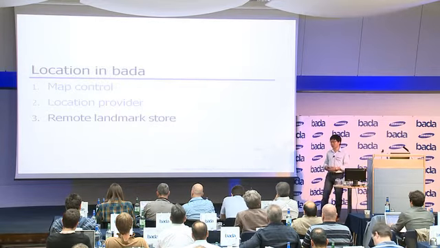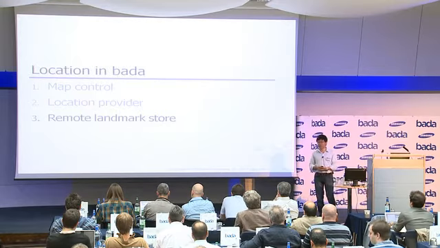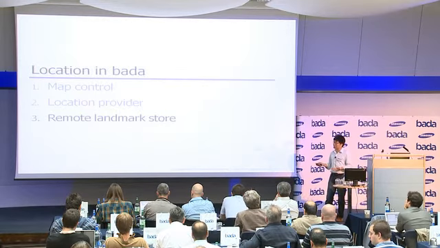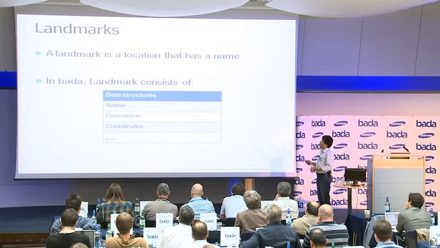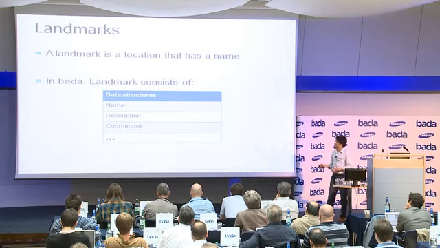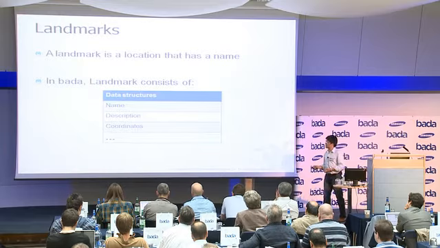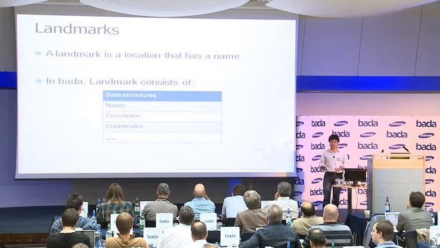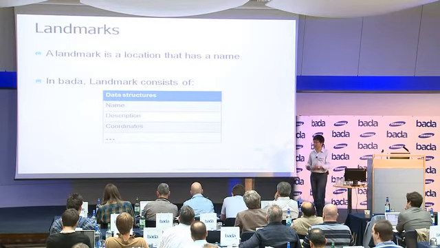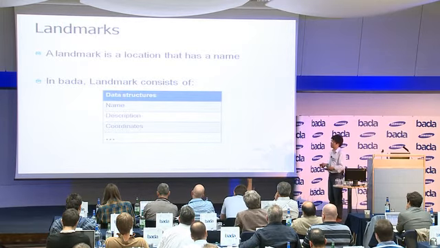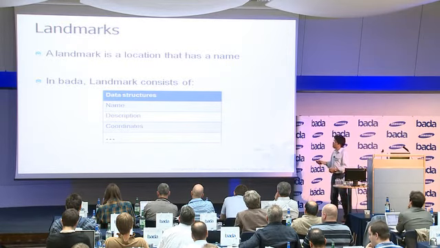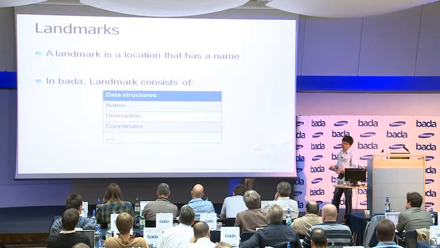So the third step, you want to retrieve the information from the remote landmark store. How can we do that in bada? The landmark store actually is just a location with a name. It also contains some other information like a description. So what is this place for? Whether it's a museum or a shopping center or a car park. And then you have the coordinate information for this landmark, and then some more information you can also configure. So overall, this information is called landmarks in bada.